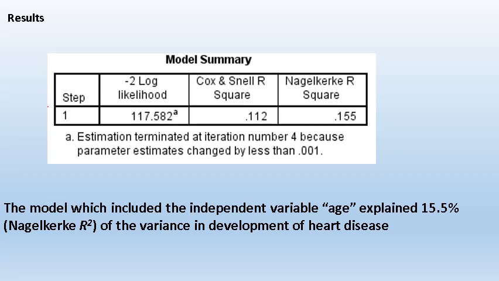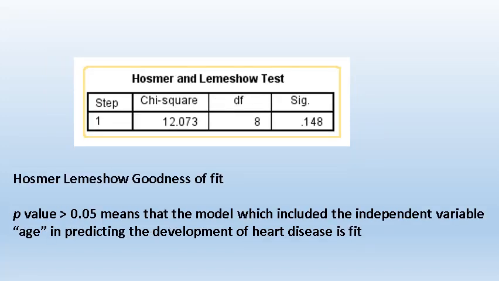When we elaborate, it is the regression model of adding age as the independent variable. Is it clear? Nagelkerke R squared 0.155 means 15.5% of variance in the dependent variable can be predicted by the regression model of adding the independent variable of age.